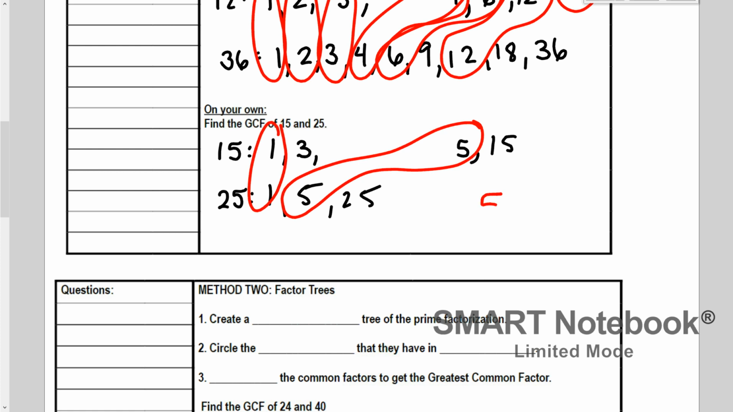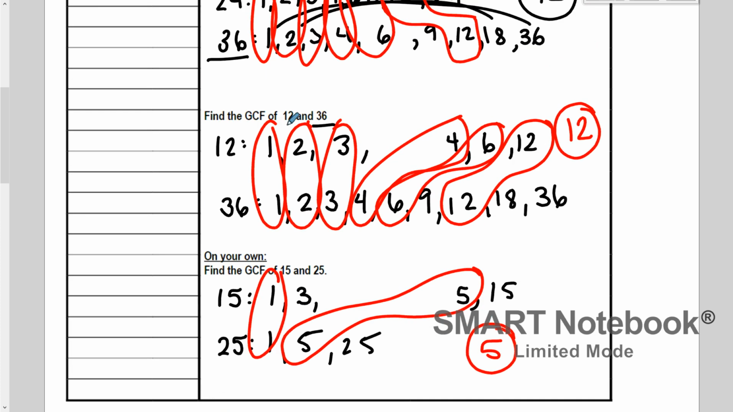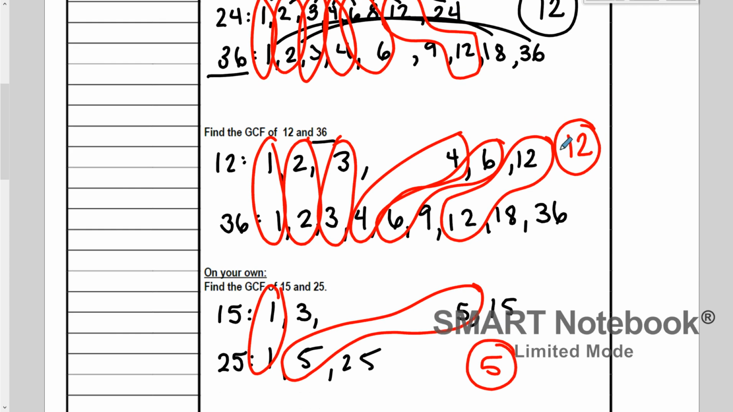Greatest common factor would be 5. Okay, so that's one way you can do it. Just list out all the factors and then circle the ones they have in common. However, sometimes it's really hard to do this because you miss them out. Sometimes, like with 36, we forget 2 and 18.